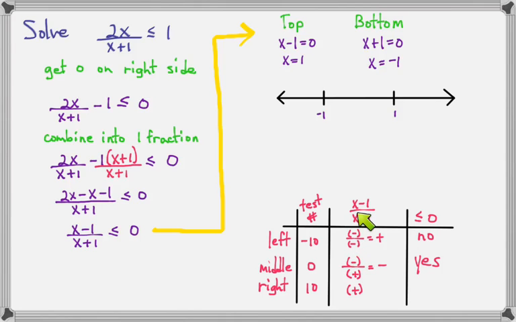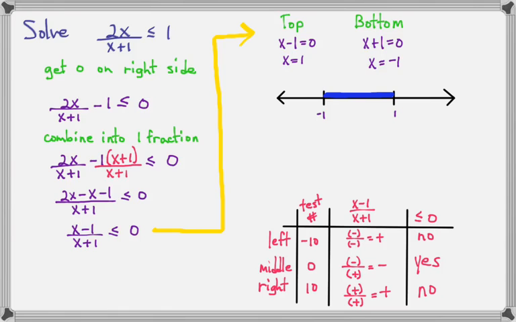And then for the right end, 10 minus 1 is 9, that's positive. And 10 plus 1 is 11, that's also positive. Positive over positive gives us a positive result. Is that positive result less than or equal to 0? No. So the only part of the number line that we can shade is the middle part.